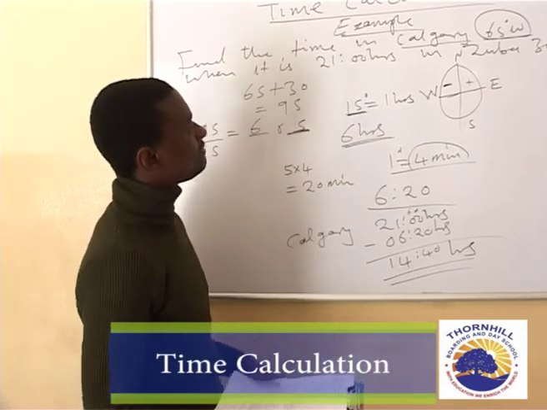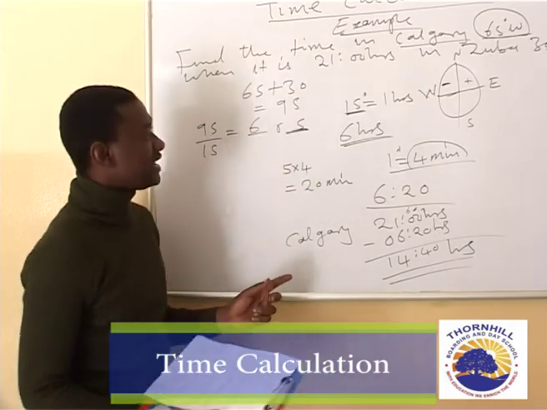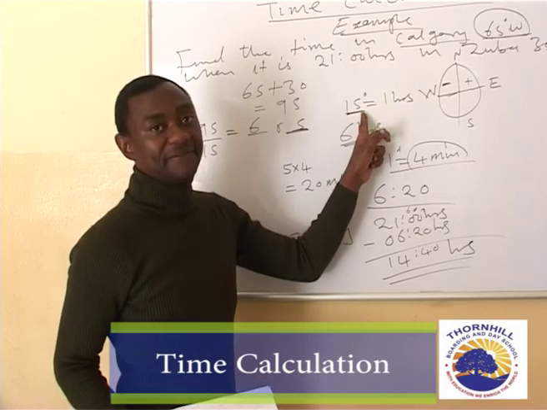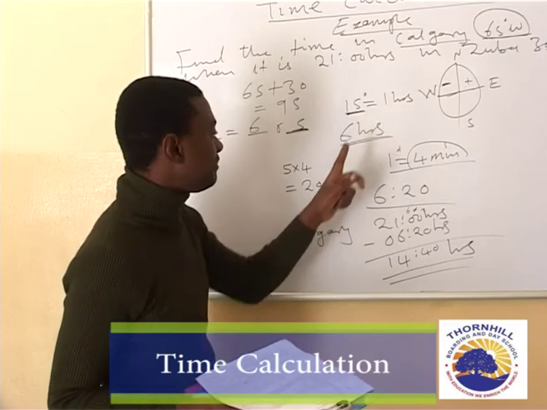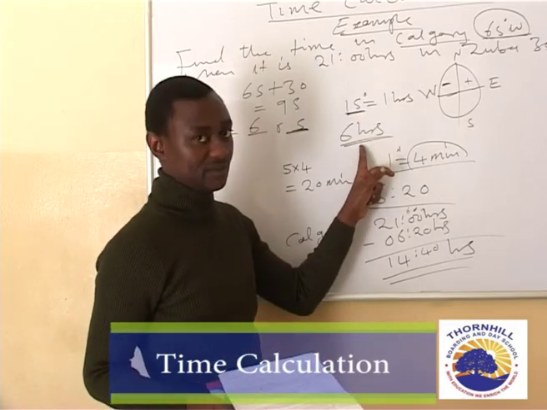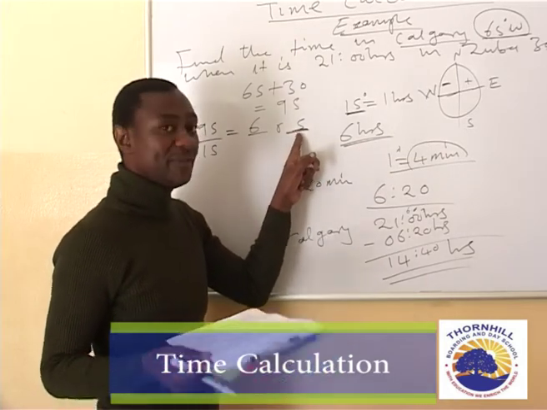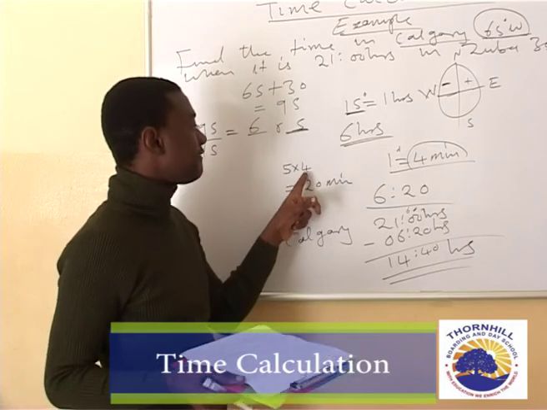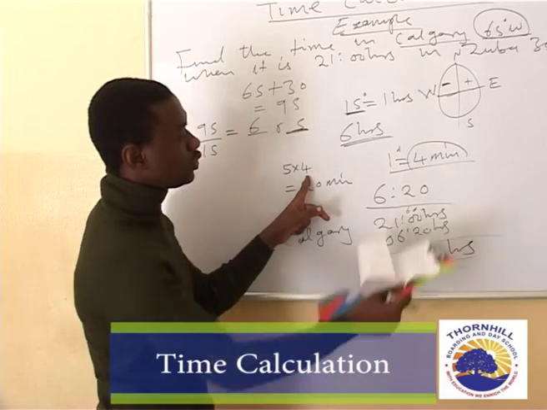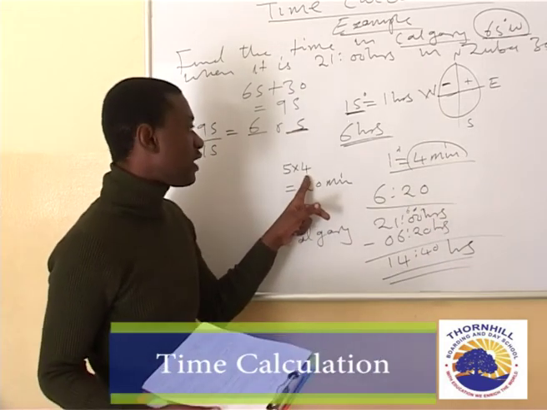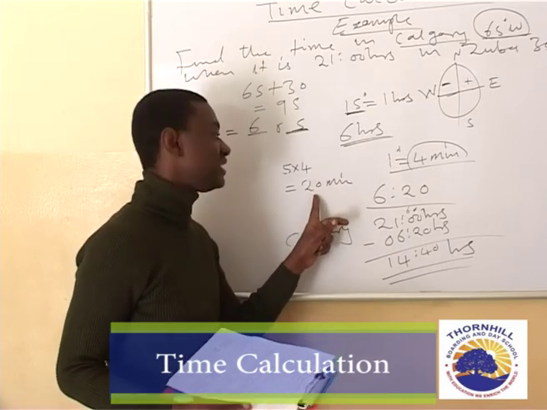You must be able to follow the steps. Step number 1, add the longitudes. After adding the longitudes, divide by 15. When you divide by 15, you find the time difference in hours, which is 6 hours. The remainder, which is 5, we multiply by 4. Why multiply by 4? Because 1 degree is equal to 4 minutes. So 5 times 4 is equal to 20. Therefore, the time difference in minutes is 20.